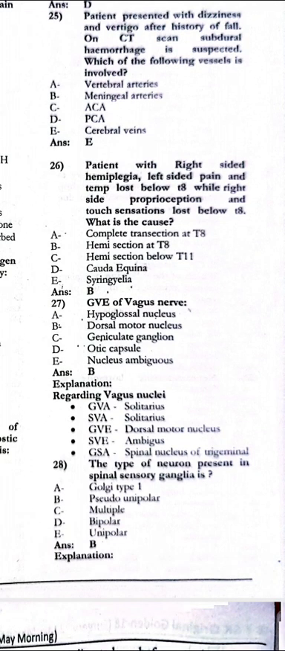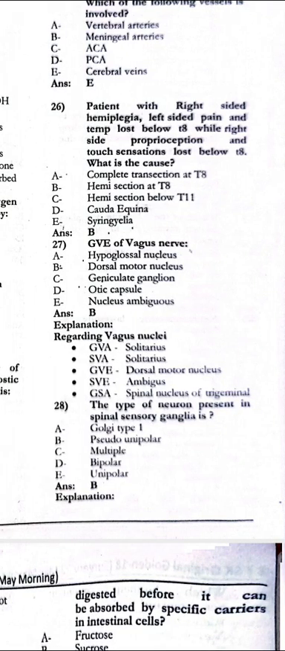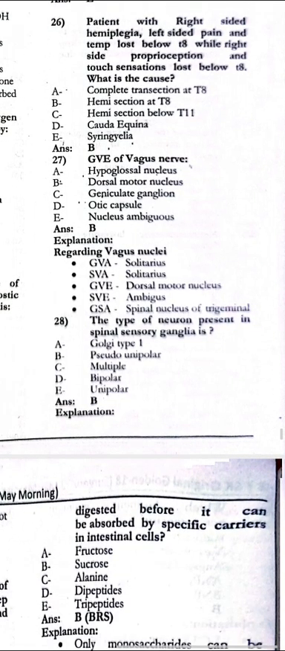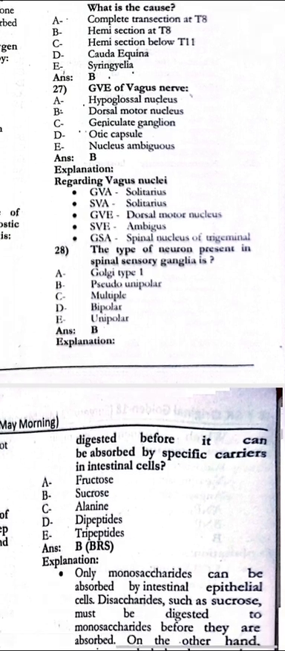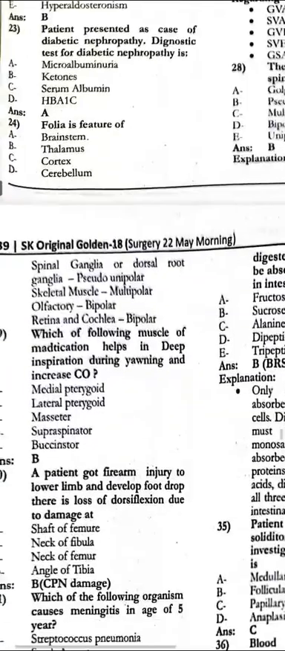The patient has right-sided hemiplegia, left-sided pain and temperature lost below T8, while right-side proprioception and touch sensations are lost below T8. What is the cause? That is a hemisection at T8. The GVE of the vagus nerve is the dorsal motor nucleus. Next, the type of neuron present in the spinal sensory ganglion is pseudounipolar.